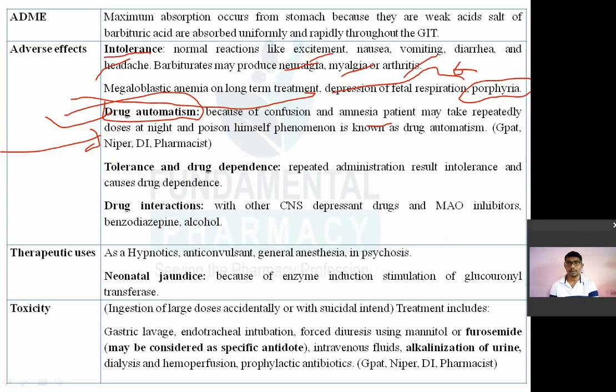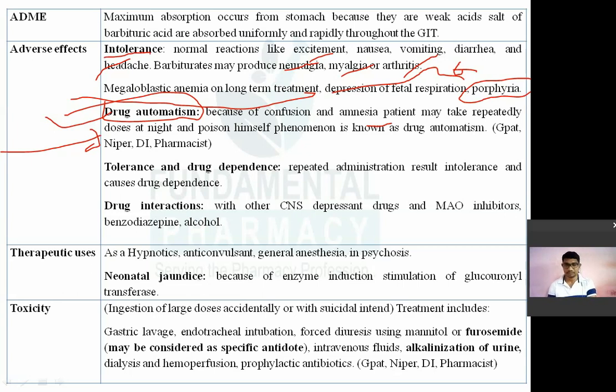ठीक है, मतलब अगर किसी को बार्बिट्यूरेट का ट्रीटमेंट चालू है, सब पेशेंट को नहीं होता है, कभी कभी हो जाता है. मोस्टली ओल्डर एज जेरियाट्रिक पेशेंट में, अगर उनको बार्बिट्यूरेट का ट्रीटमेंट चालू है तो वो भूल जाते हैं कि मैंने शाम की दवाई ली या नहीं. फिर उनको याद आएगा दवाई नहीं ली, फिर से वो लेंगे. और लेने के बाद फिर से भूल जाएंगे, फिर से वो लेंगे. That's why the patient will poison himself by taking repeated doses of these barbiturates. The phenomenon is known as drug automatism. Okay, that is an adverse effect of your barbiturates.